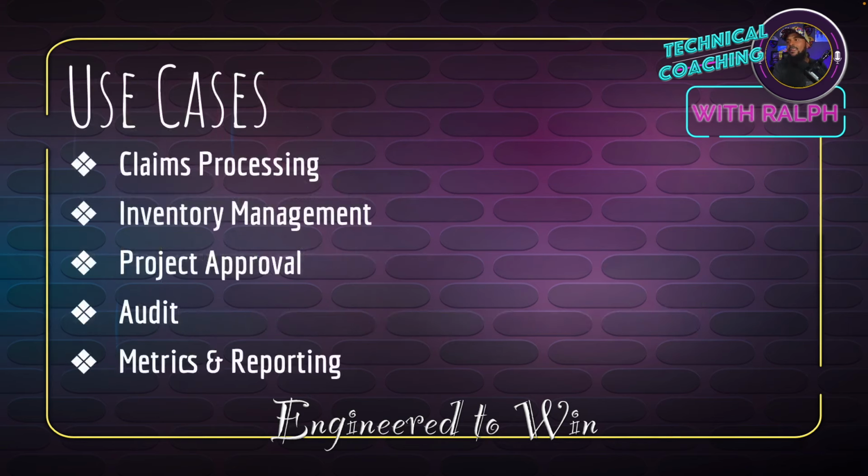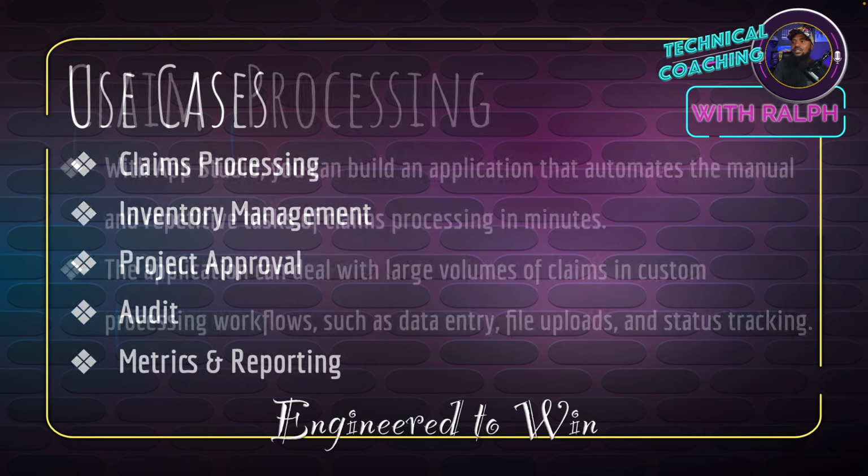For these in-house applications, there are going to be some limitations, but it should be able to get the job done. All right, so what are some use cases for using AWS App Studio? From the AWS site, there's claims processing. In the example that I used, it was a debt collection agency, and I just gave it a prompt. Like I said, go check out the video to see exactly what we did. But claims processing, inventory management, project approval, audit, metrics, and reporting. So let's go into these.